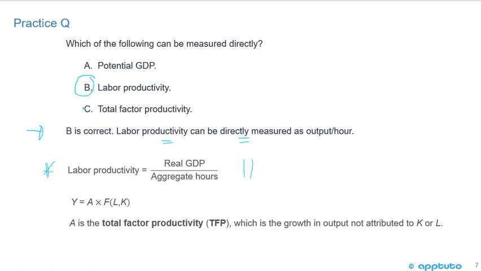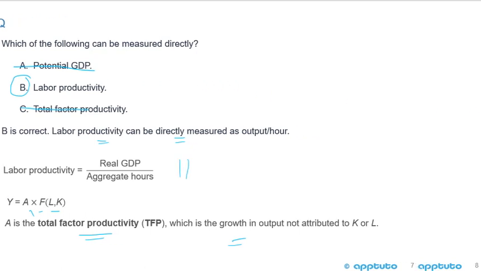Let's look at the total factor productivity. Recall from the formula Y equals A times the function of L and K. A is the total factor productivity, but it's the growth in output not attributable to K and L, so we're not measuring that one directly. And with regards to the potential GDP, it cannot be measured directly.